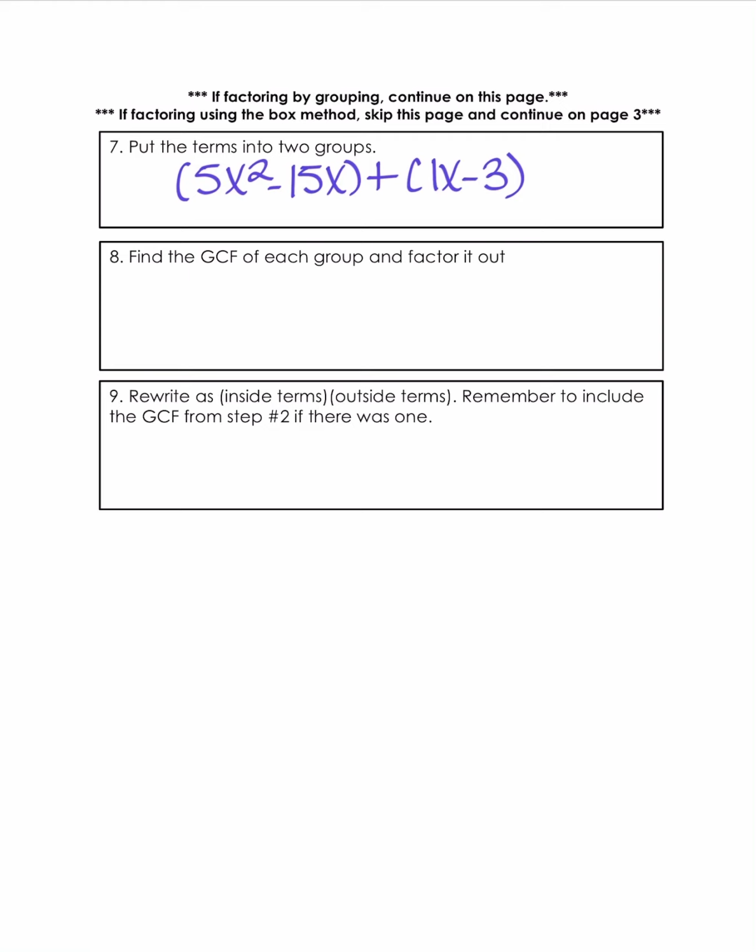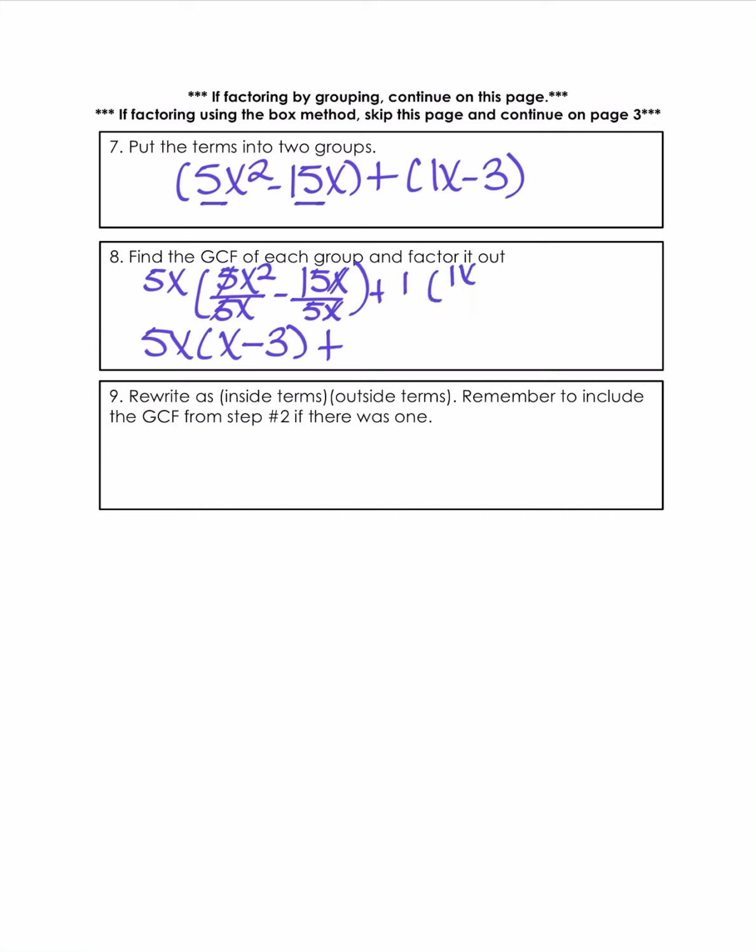So now let's factor out the GCF of each group. So 5x squared and 15x, I can factor out a 5x. So I have 5x squared divided by 5x minus 15x divided by 5x. That leaves me with 5x times x, since 5 and 5 cancel and x and x cancel, minus 15 over 5 is 3. And then the next two terms don't have a GCF, so all I can do is factor out a 1. That's just going to be 1x over 1 minus 3 over 1. So if there's no common factor, just factor out a 1. So we have 1 times x minus 3.